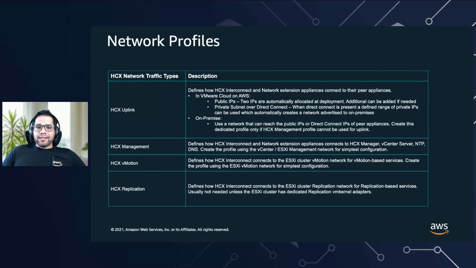profile. Lastly, the replication network profile defines the port group and IP pool used by HCX appliances to communicate with the ESXi replication VM kernel adapters. If, for example, the management network can handle all of the traffic above, then it is sufficient to just create one profile and use it for all the traffic types when configuring the compute profile.